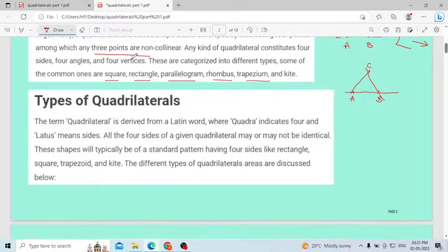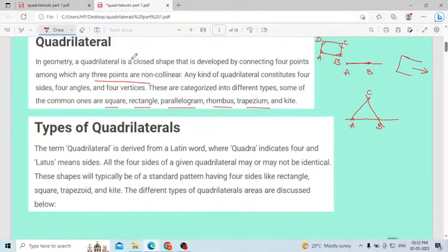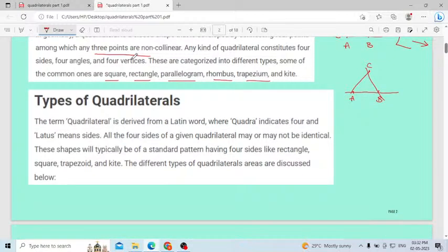Let us discuss what is meant by types of a quadrilateral. Next, the term quadrilateral is derived from a Latin word. Here, we will use the word quadrilateral. That word is coming from the Latin word quadra, which indicates four. Quadra means four. Latus means side. Okay, quadrilateral. That's why the name itself indicates a closed figure that contains four sides.